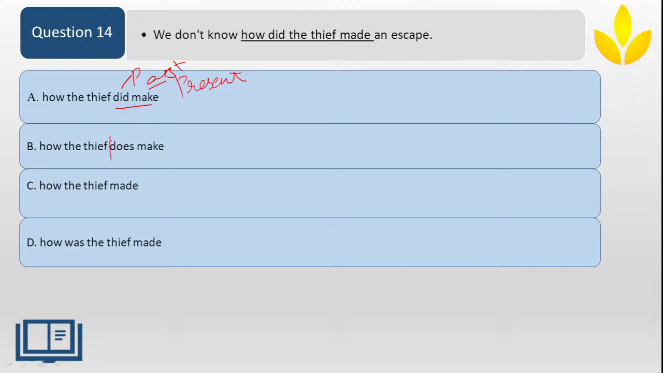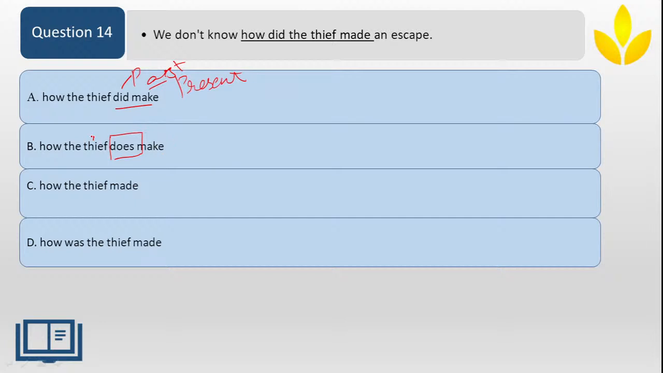Thief does make. We don't is given, no. How the thief does make an escape.